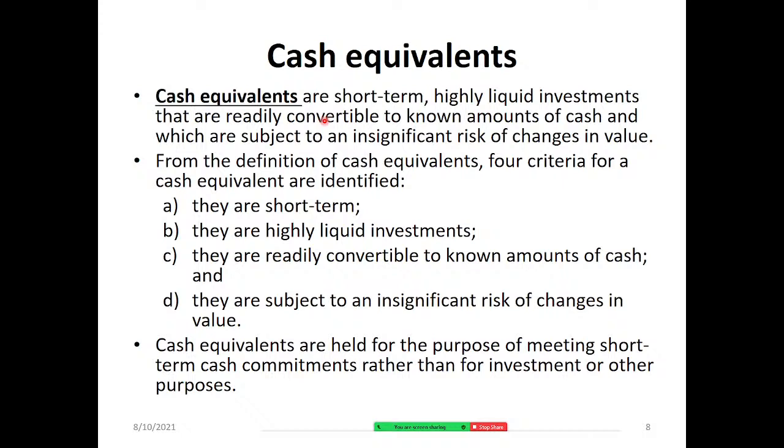Before converting the asset, they should know how much they can obtain when they convert a particular asset into cash. And they are subject to an insignificant risk of changes in value, right? There are not many fluctuations in the market price of the assets. Cash equivalents are held for the purpose of meeting short-term cash commitments. So why do entities keep cash equivalents? The purpose is to meet short-term cash commitments rather than for investment or other purposes.